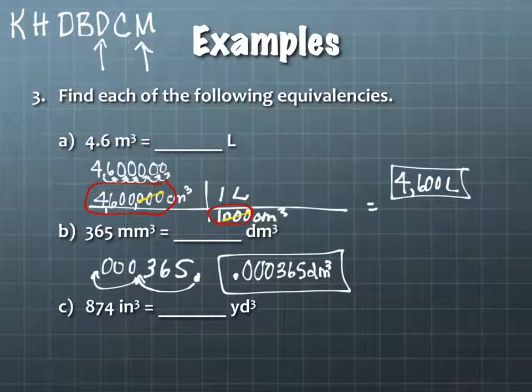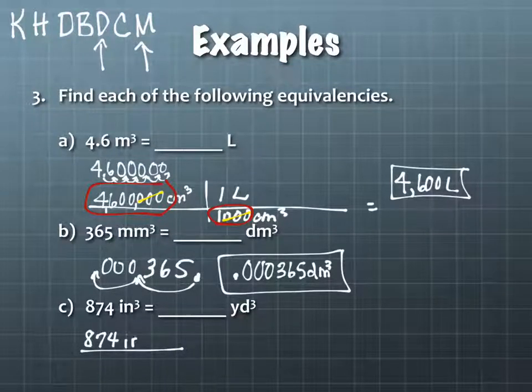C is messy because it's not metric, right? Inches and yards. Now, you may actually be able to think through that and know your inches to yards. If not, you could also go between feet, right? I'm going to do it with the feet involved just because I want you to see the multi-step process in case there was a place where you needed to use it.